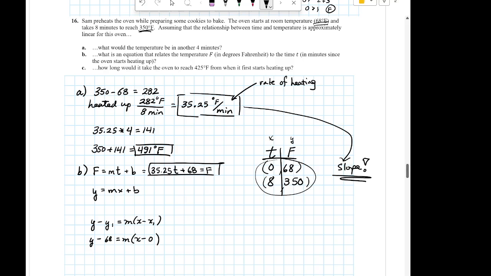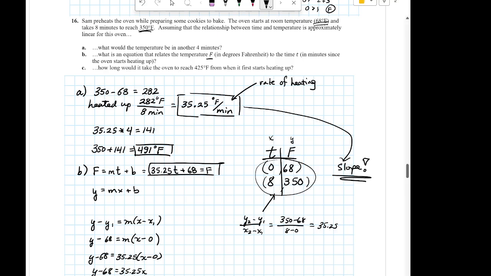Let's say, again, you couldn't remember how to do the slope. You can get the slope from here. It's y2 minus y1 over x2 minus x1, which is 350 minus 68 over 8 minus 0, which is really the same thing that we did up here. 282 divided by 8, 35.25. And then that's your slope. And really, I'd probably simplify that to y minus 68 equals 35.25x, and you could just add the 68 over if you wanted, and you got the same sort of equation that you have up here.